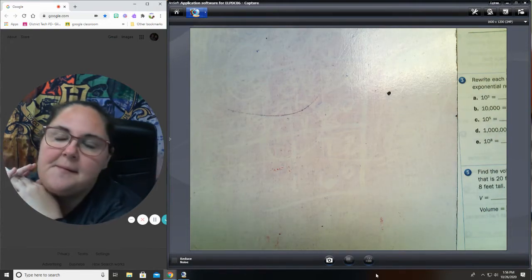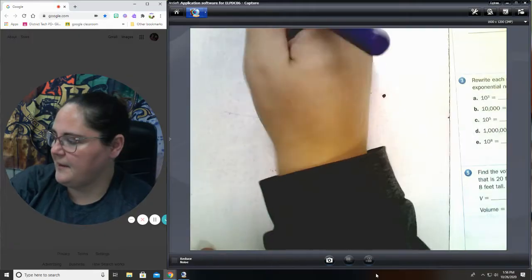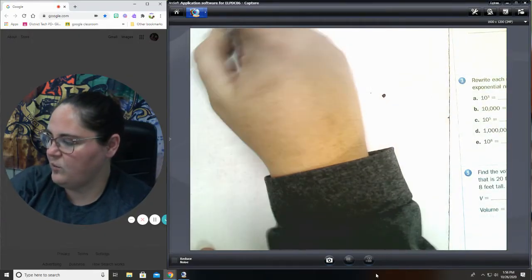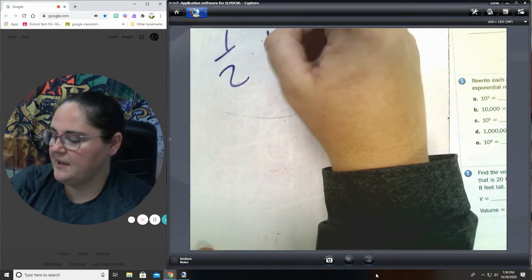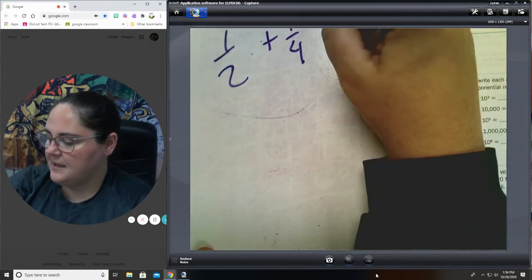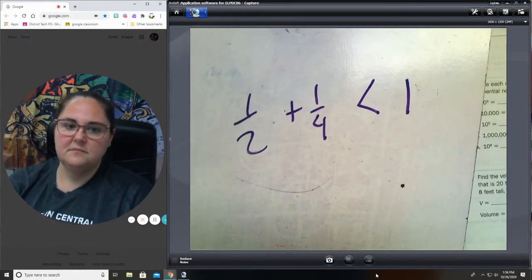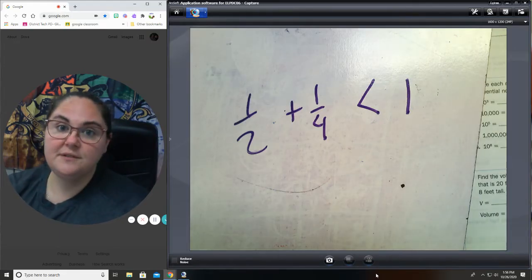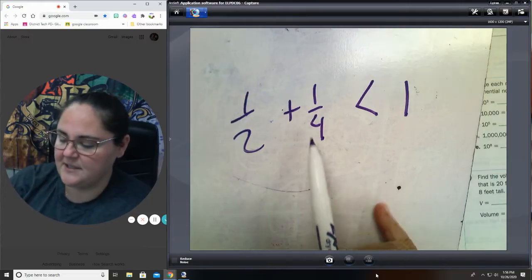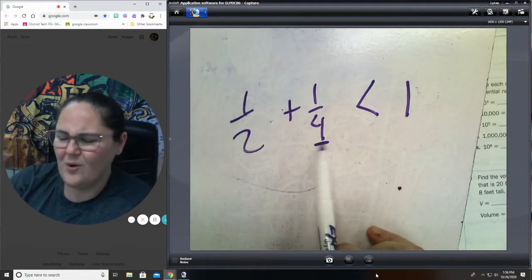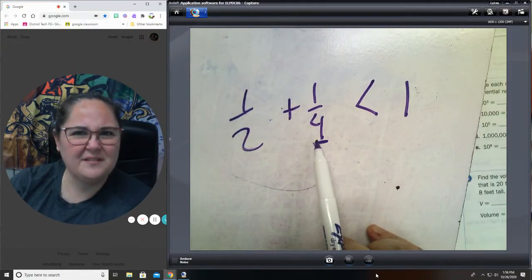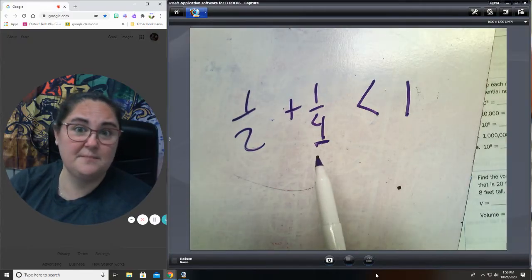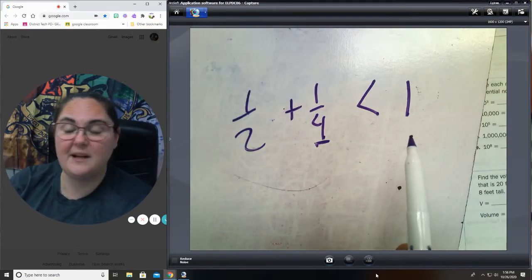First thing I want you to do, I'm going to write it on my board. You think about it in your head. 1/2 plus 1/4 is less than 1. Is that true or false? If you said true, you're right. The way that I know this is because 1/4 is smaller than 1/2. So 1/2 plus something smaller than it is going to be smaller than 1.